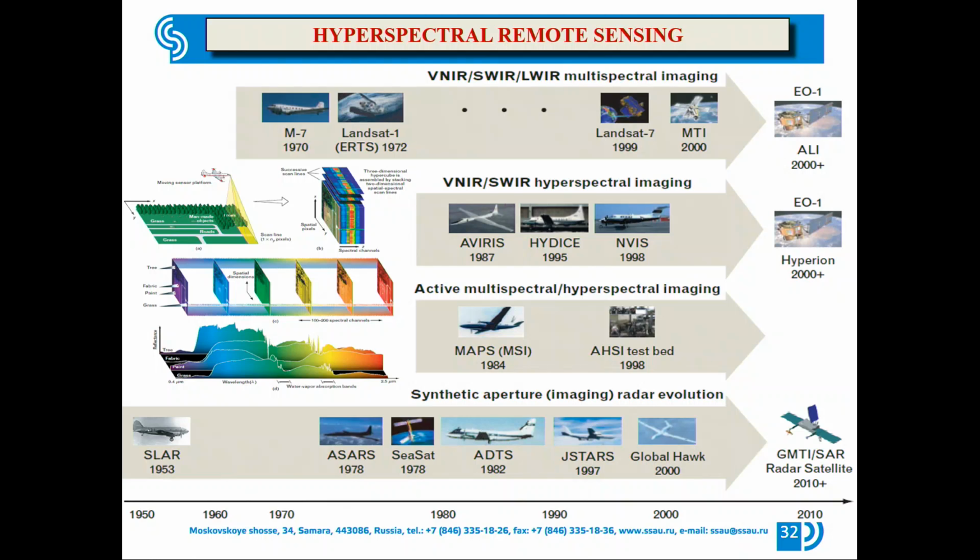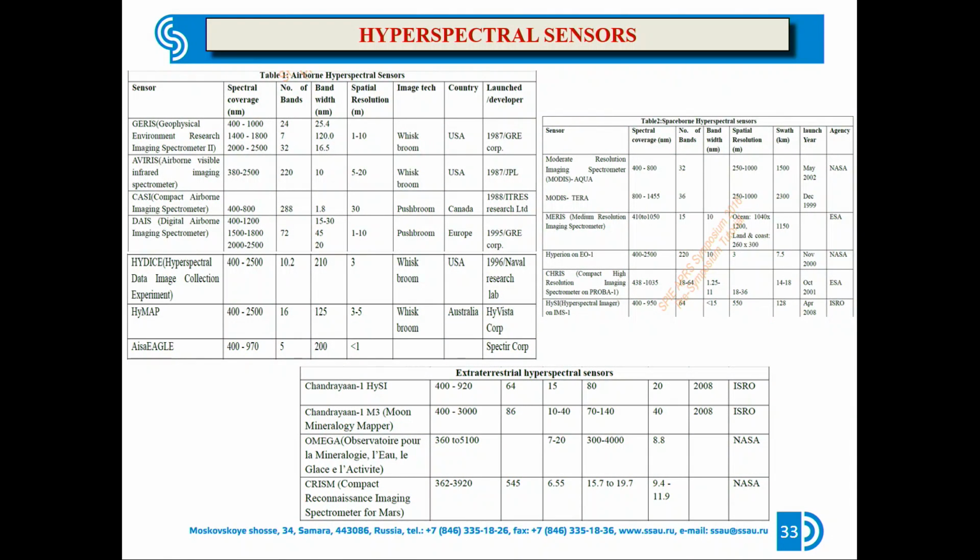So, I think time is going fast. This is the development: first it was multispectral, then hyperspectral, then active and passive remote sensing radar development. So, USA, Canada, Europe, Australia, they are using hyperspectral sensors in their aircraft. For space technology, NASA, European Space Agency and Indian Space Agency are using sensors in satellites to collect hyperspectral data. For other planets, India and the USA are using their missions and using hyperspectral data.